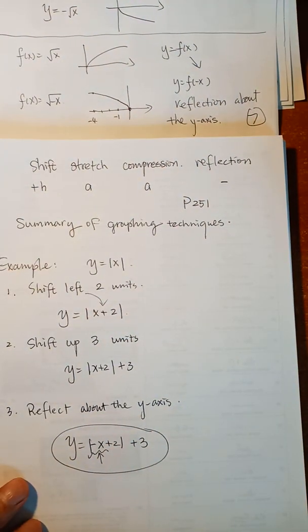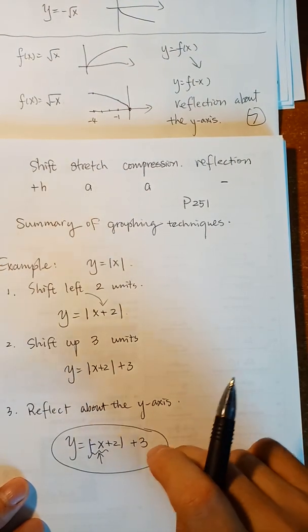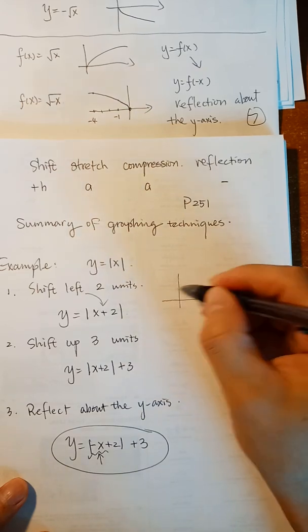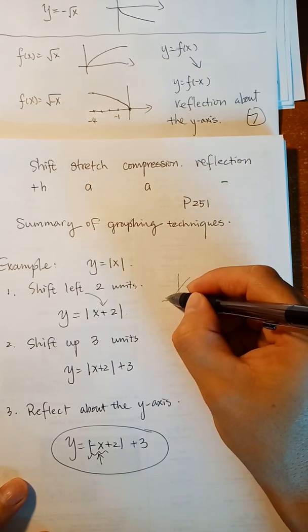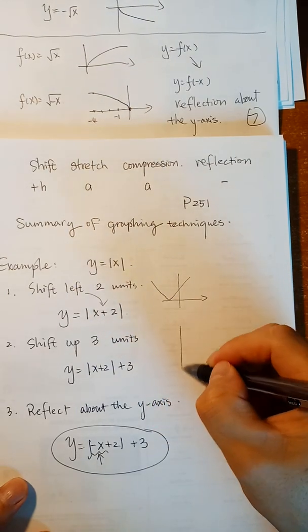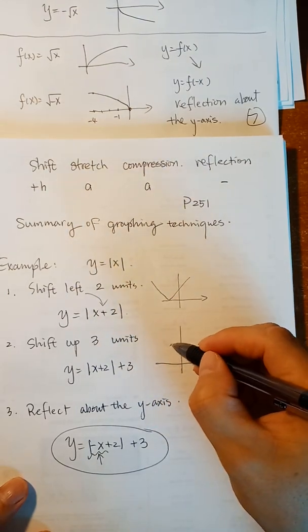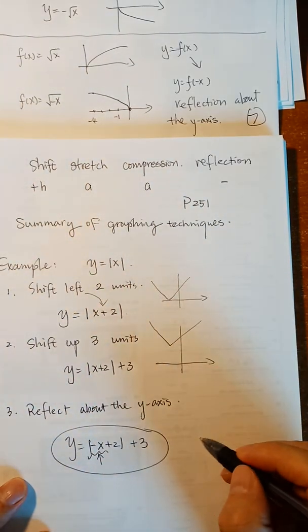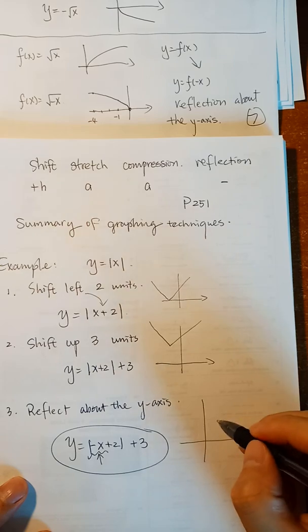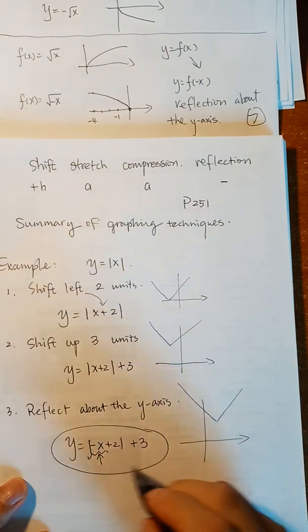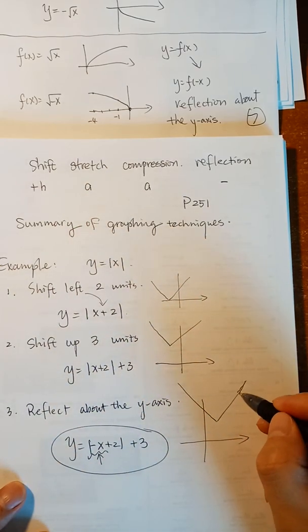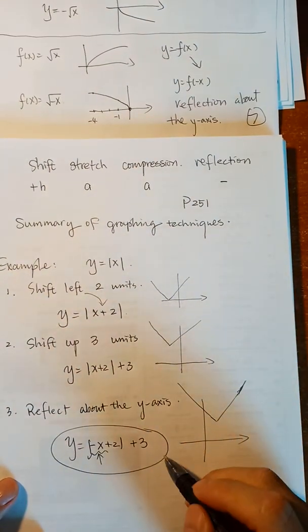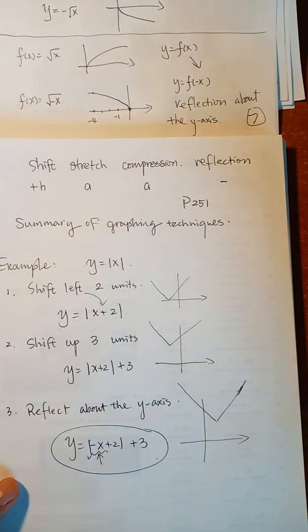The function of the graph of the curve is like this. So first, let's see how we do that. You have this. You shift to the left, shift to the left, and shift upward. Reflect about the y-axis. This is a graph of it. Reflect about the y-axis. Okay, that's the equation of the graph.